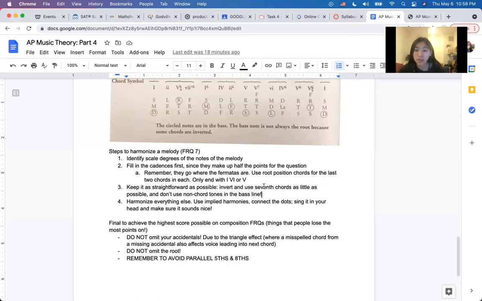Another tip would be to keep it as straightforward as possible. You don't want to invert too much because it complicates things. And you also want to use 7th chords, not a lot of the time. And don't use non-chord tones. They're just unnecessary. And after that, you harmonize everything else, use implied harmonies, connect the dots, sing it in your head, and go through everything to make sure it sounds like a melody from the common practice period.